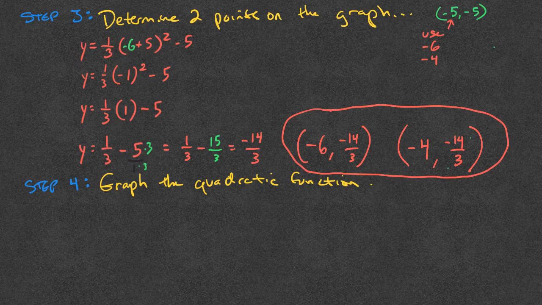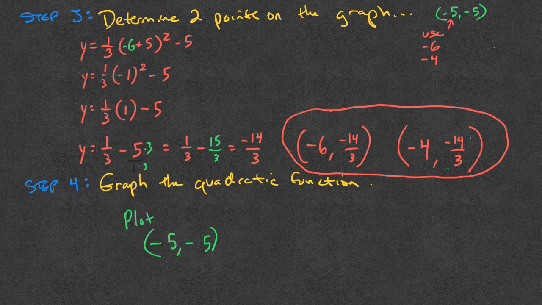Step 4 is a little bit different from the previous one. You'll still want to plot the vertex. So plot negative 5, negative 5. And on the last one, we just use the points from step 3 in order to graph this. But if you look at these, -6, negative 14 over 3 is going to be a difficult thing to graph with the graphs that we're given on the computer.